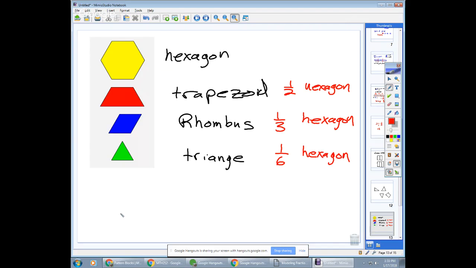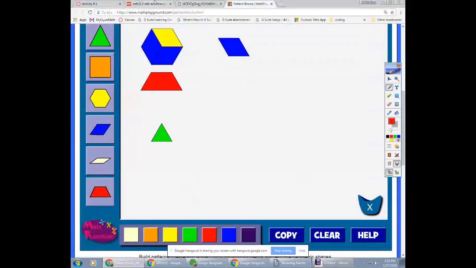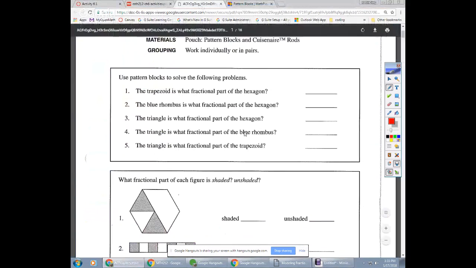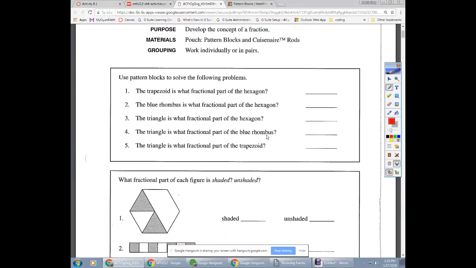But then in the next couple of questions, we shift focus. Instead, in question 4 here, instead of the hexagon being a whole, now the blue rhombus is a whole. So if the blue rhombus is a whole, the triangle is what fractional part of it? 1/2. It'd be 1/2. Yeah. And again, that's something we can grab the toys and we can see it. You can stack them up on each other.